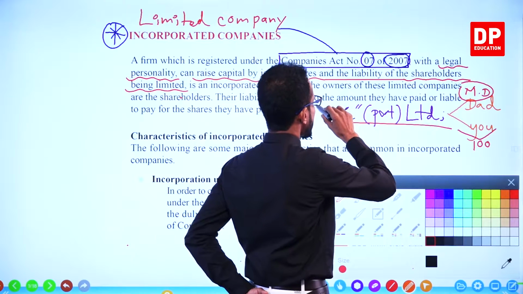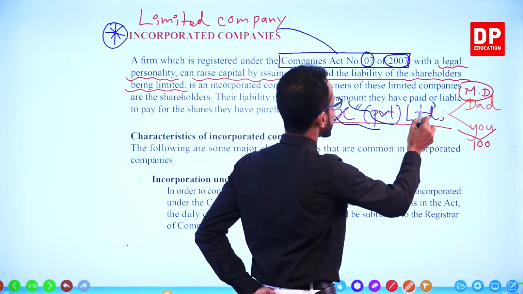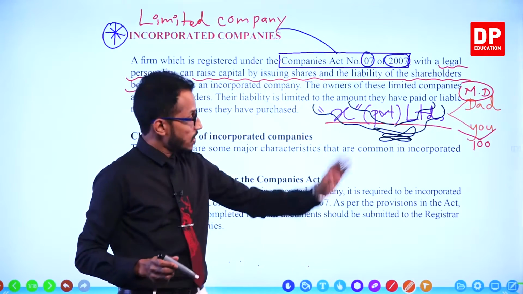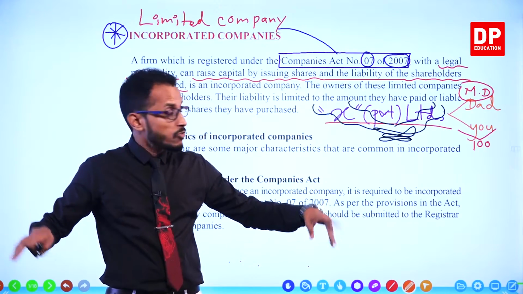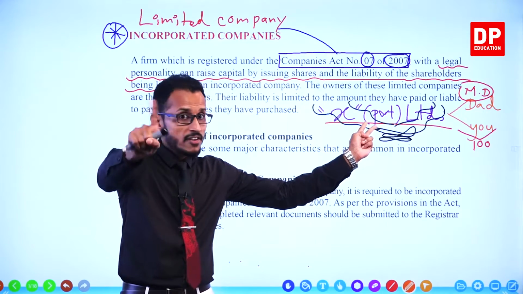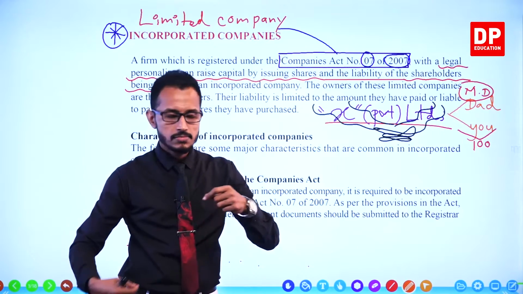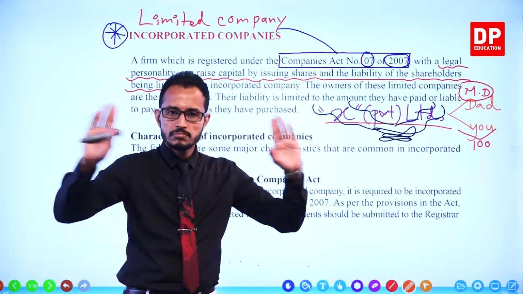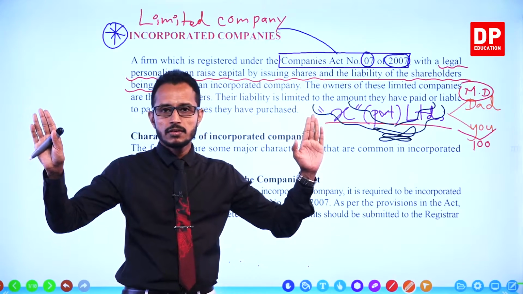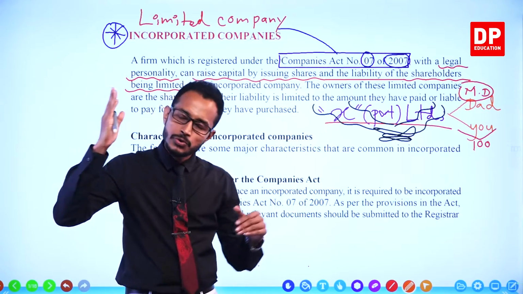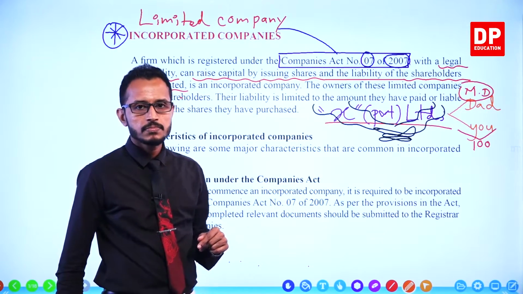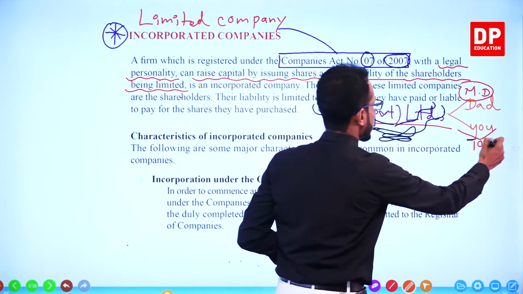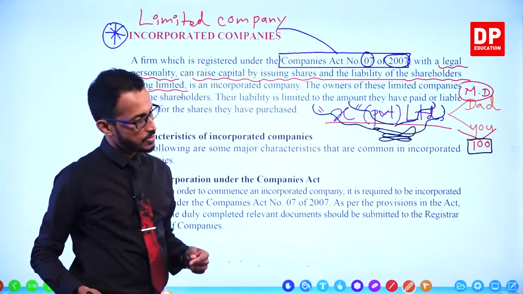if this company collapses down, if the company gets bankrupt, for the loans of the company, you don't have to pay by selling your private property. You don't have to pay or sacrifice your private property. Your liability is limited to that 100. It's limited to that 100.